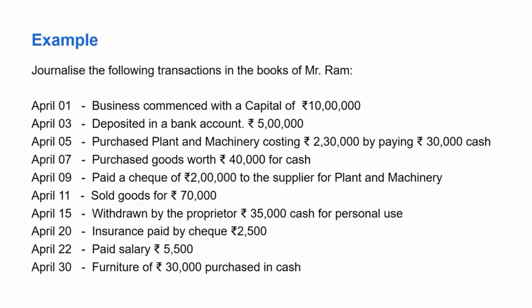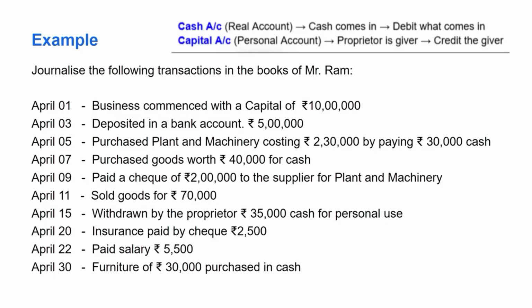We'll start with the first transaction. That is, business commenced with a capital of rupees 10 lakh. That means the owner is investing into the business. So cash comes in and capital is credited. Here the two accounts are cash account and capital account. Cash is real account, cash comes in the business.